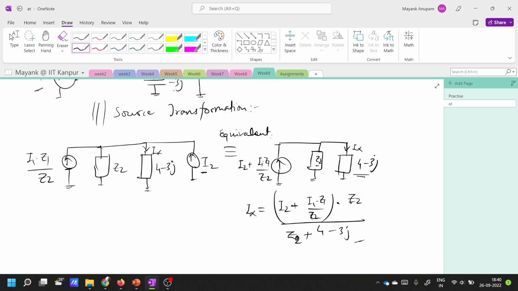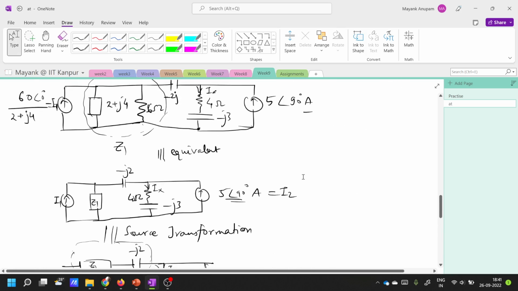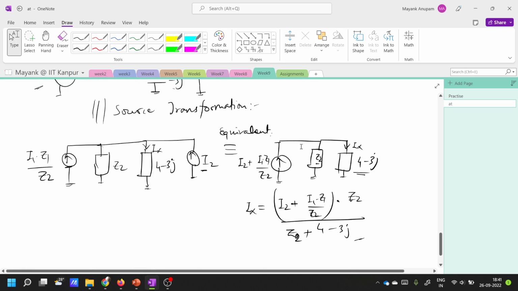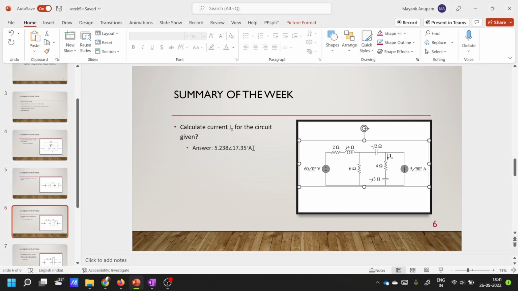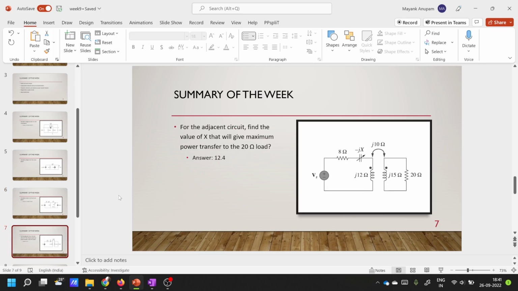So this is the total current. Fine. So you can solve the circuit, you can put the numbers of Z1, Z2 and all the numbers here, and you can calculate the value. Fine. The answer is this. So try it on your own. Fine. So going forward, this is a very interesting question.